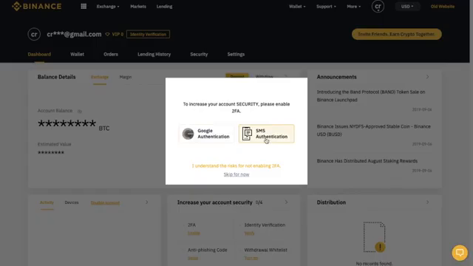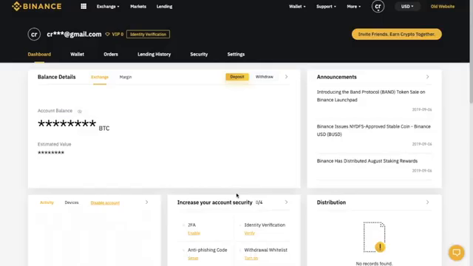The reason why you need to do that is that exchanges are far more likely to get hacked because they have a lot of assets held on them. So you want to give yourself that extra level of security. Now this is just a test account for me today, so all I'm going to do is simply click on skip for now.